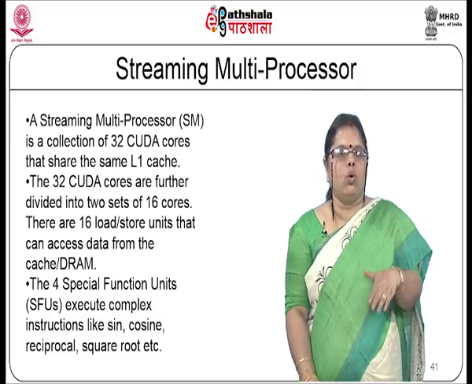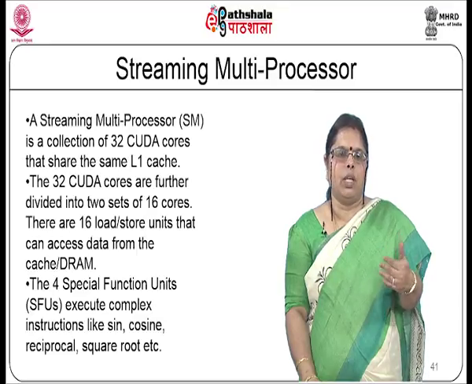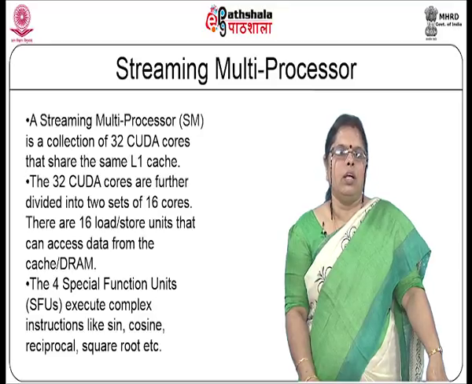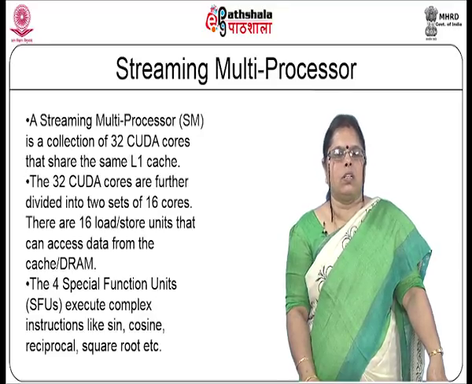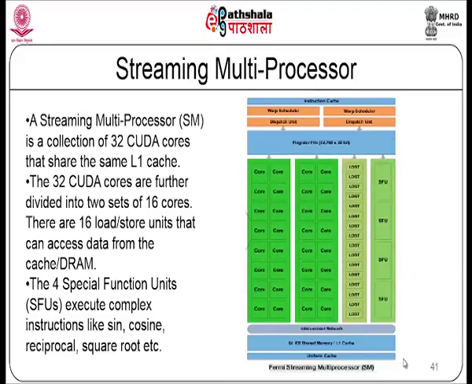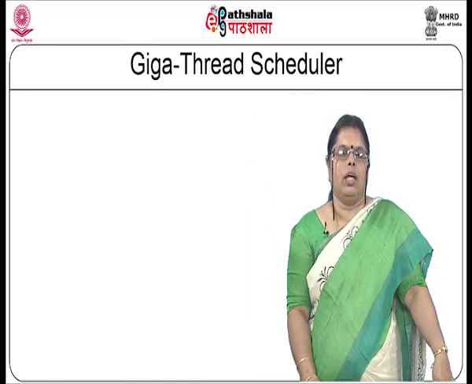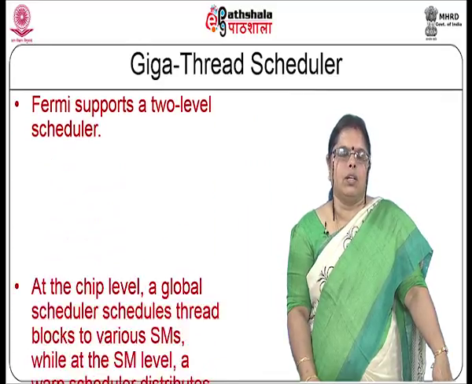There are 16 load store units that can access data from the cache or the DRAM, and the 4 special function units that have been indicated execute complex instructions like sine, cosine, reciprocal, square root, etc. So, that has been shown here. You have 32 CUDA cores divided into 2 lanes of 16 each. You have the special function units and the LSUs that have been indicated. And you have a thread scheduler.